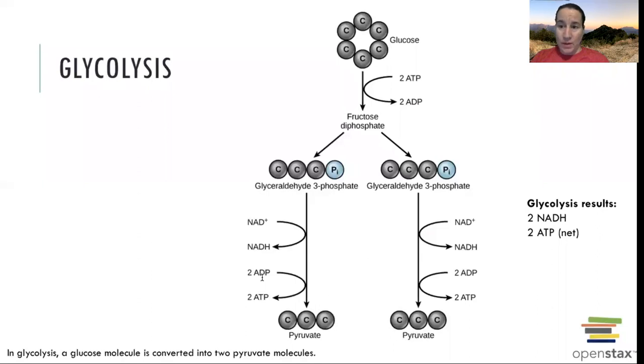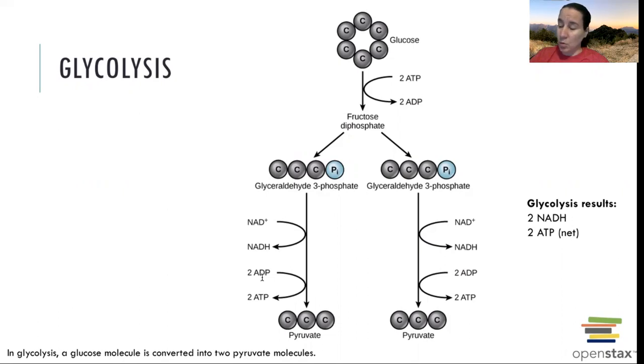Glycolysis. Step number one in cellular respiration. Cellular respiration is complicated. It can be a bit overwhelming. I'm going to break it down into three basic steps. On these three basic steps, I'm going to want you to know some information for every step. Let's write down the information.